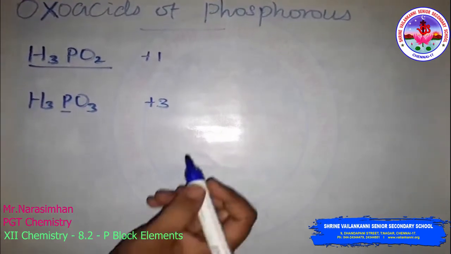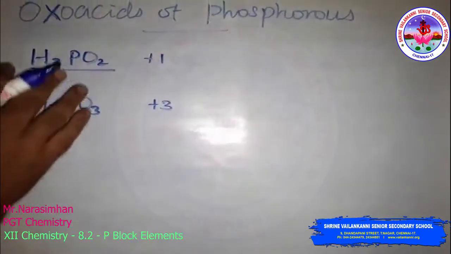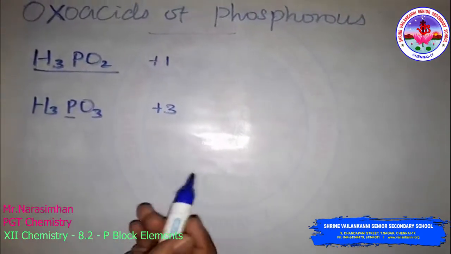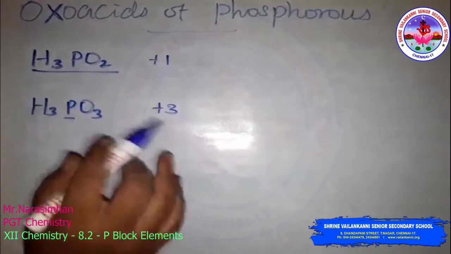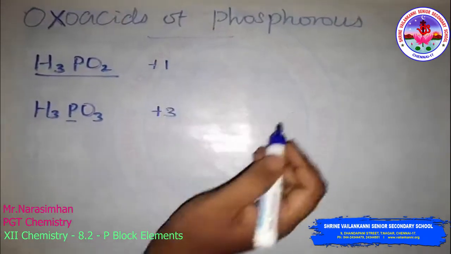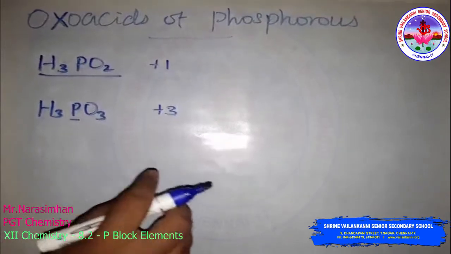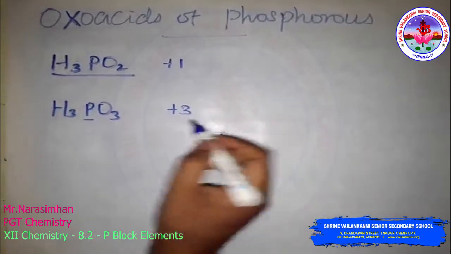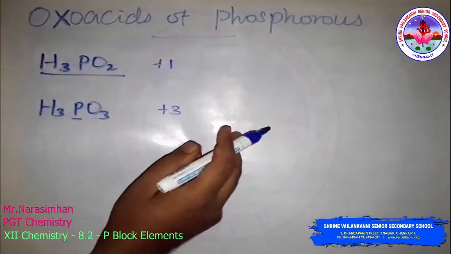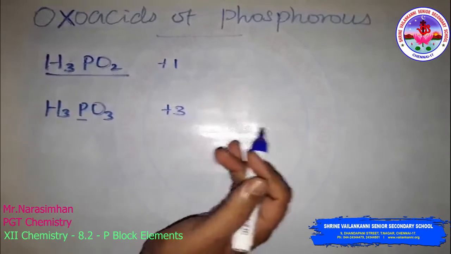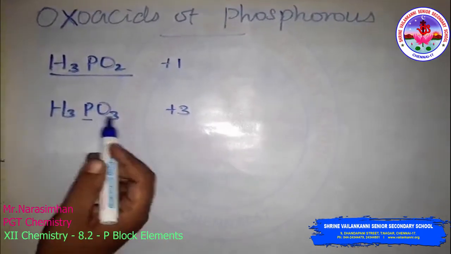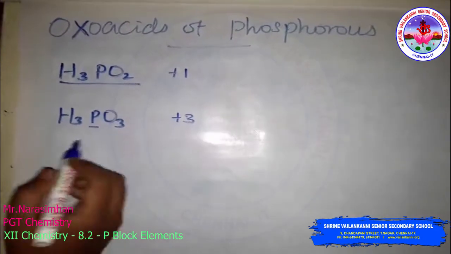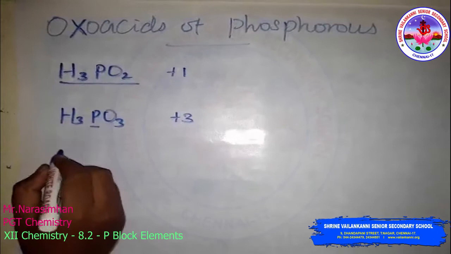And the characteristic of these oxo acids of phosphorus is that they contain at least one P-OH bond. That we will discuss later. That means they decide the basicity of the compound. Here the preparation is P2O3, phosphorus trioxide, reacting with water, and you will get phosphonic acid or orthophosphorus acid.